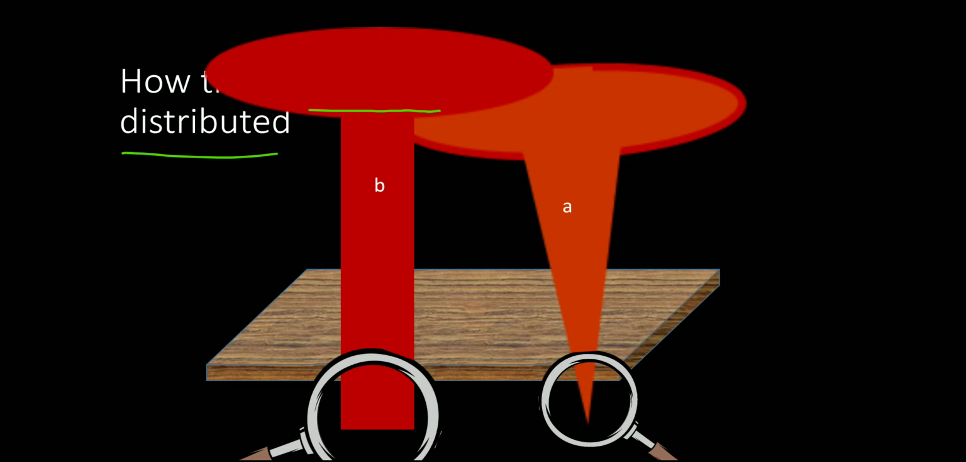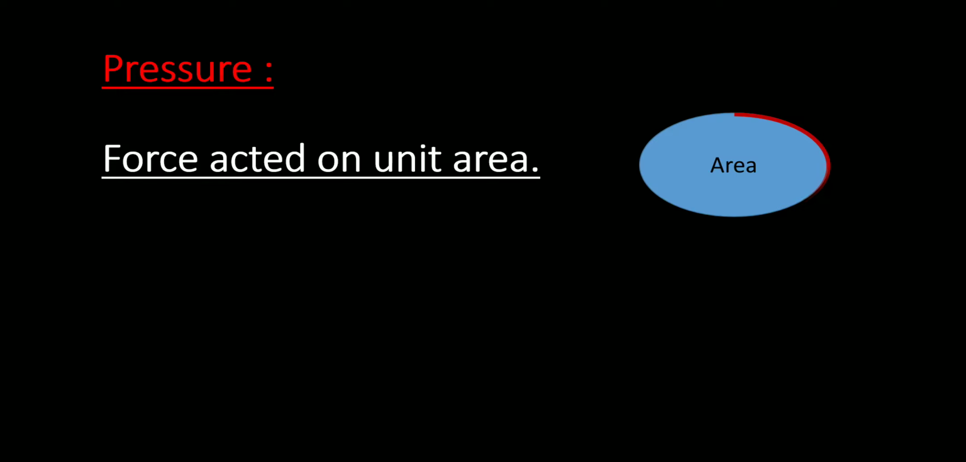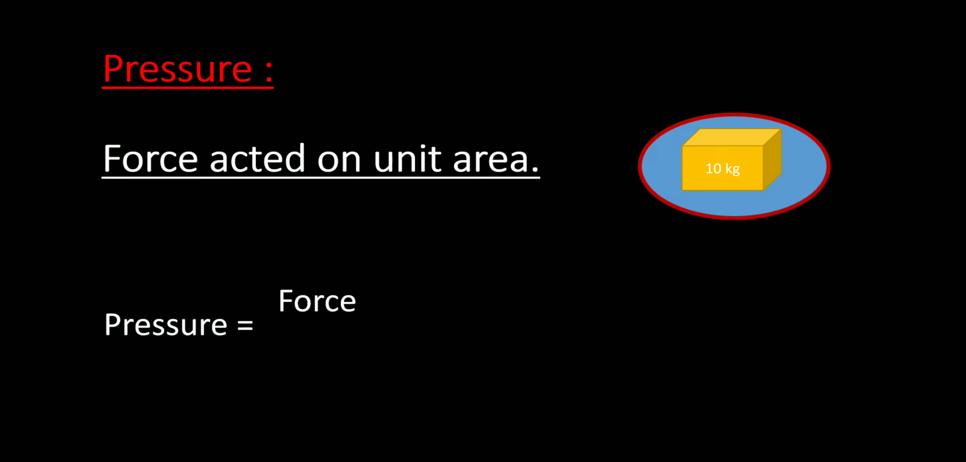And to describe this, physicists have introduced one term called pressure. So what is pressure? Force acted on unit area. This is a unit area, and this is the force applied on it. In simple language, कितनी जगह में कितना weight रखा है, that is what we call pressure. And to write it as a formula, pressure equals force upon area.